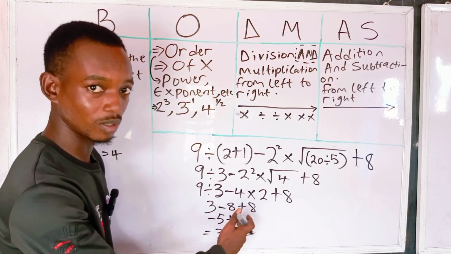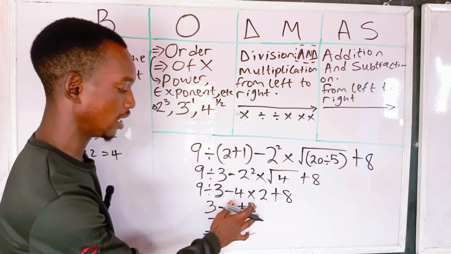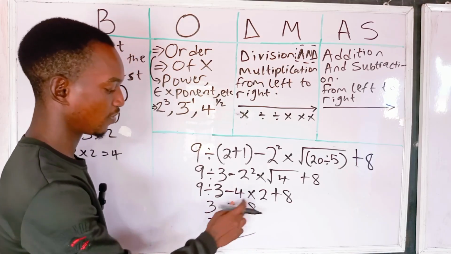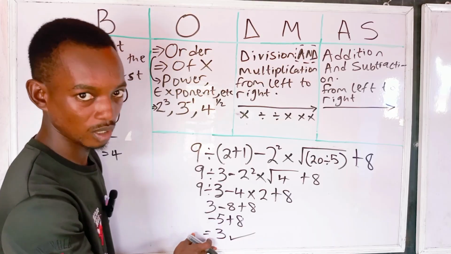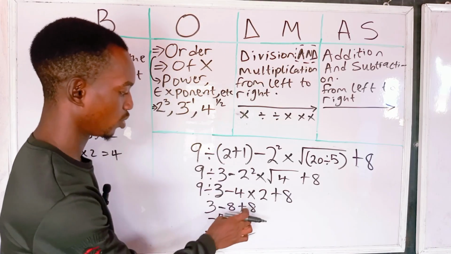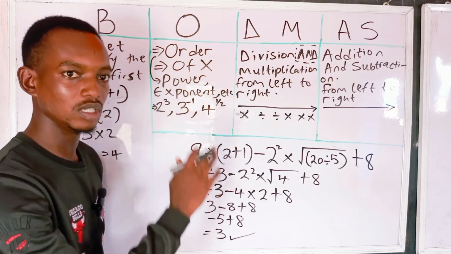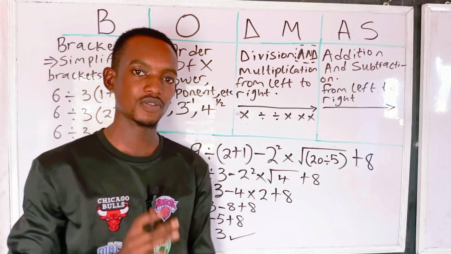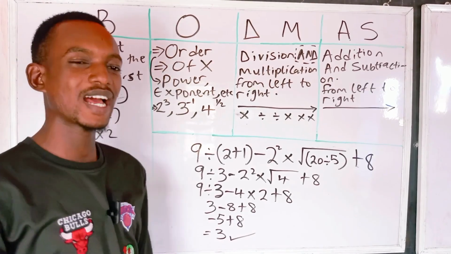You can do this algebraically. As you say, negative 8 plus 8, not just 8 plus 8. Negative 8 plus 8, then you get what? 3. But following BODMAS, you do start from the left to the right, no matter which comes first. So that's that about that.